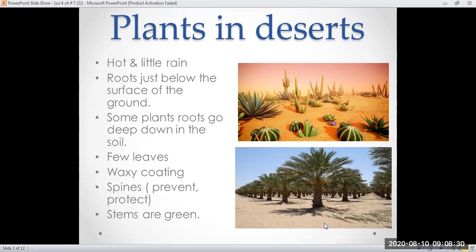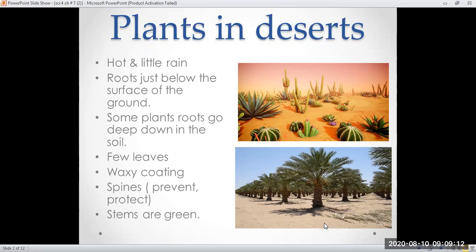These desert plants have very few leaves, and the leaves have a waxy coating. Why is there a waxy coating? Because it prevents water loss. They also have spines. Spines are long and pointed, like a leaf. They prevent the loss of water, and they also protect the plants from animals. Wild animals cannot eat these plants, so the spines protect them.